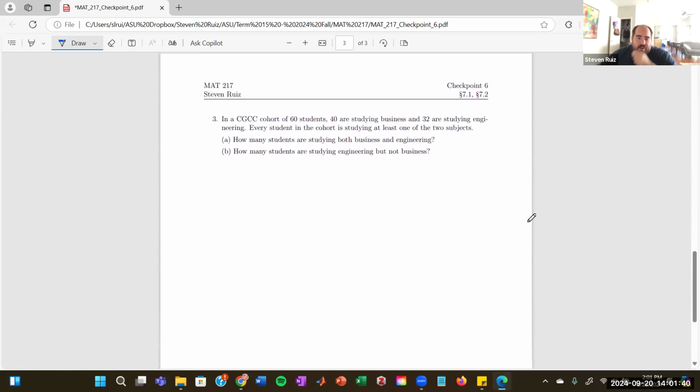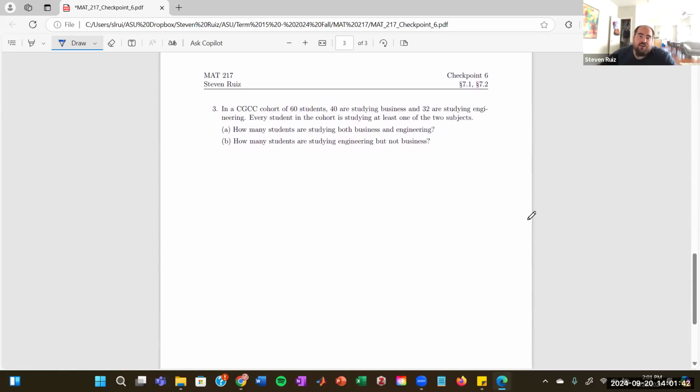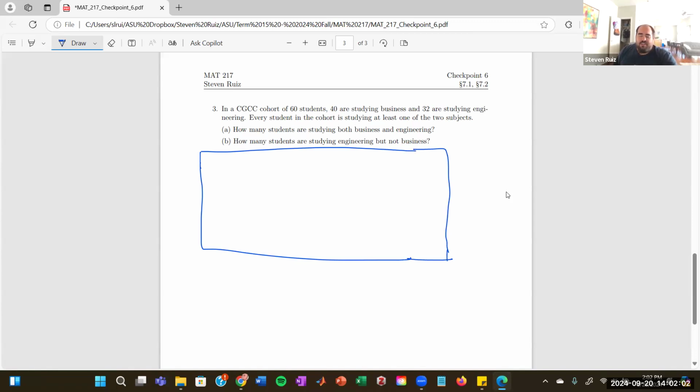And moving on, question 3. In a CGCC cohort of 60 students, 40 are studying business, 32 are studying engineering. Every student in the cohort is studying at least one of these two. Okay, so I don't want to say always because that makes me a little nervous, but it's usually a good idea to start with a Venn diagram, if only to organize you and help you get started and see what's going on here. I really want the overlap to be bigger.